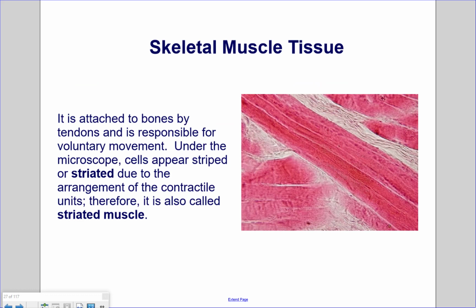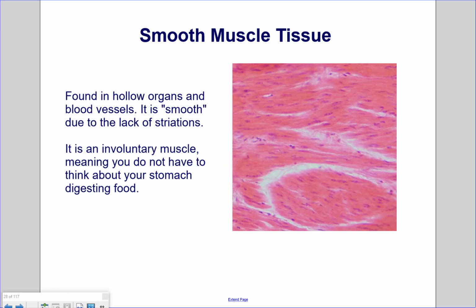Skeletal muscle tissue gets its name because it is attached to the bones by tendons and is responsible for voluntary movement. Under the microscope, cells appear to be striped or striated due to the arrangement of the contractile units. Therefore, it is also called striated muscle. So under the microscope, you see these little black bands. Those are the striations.